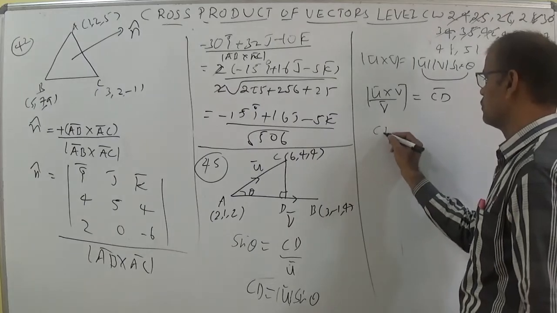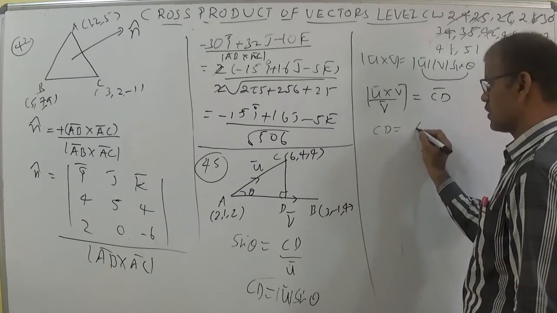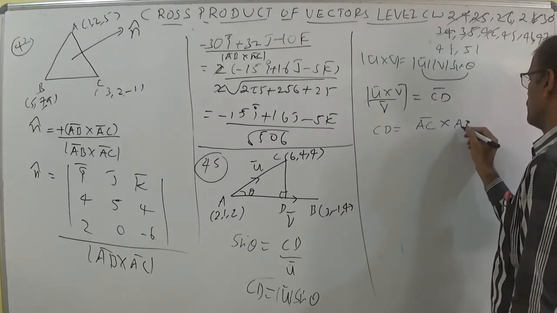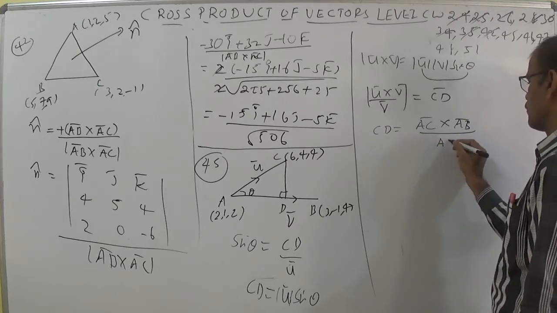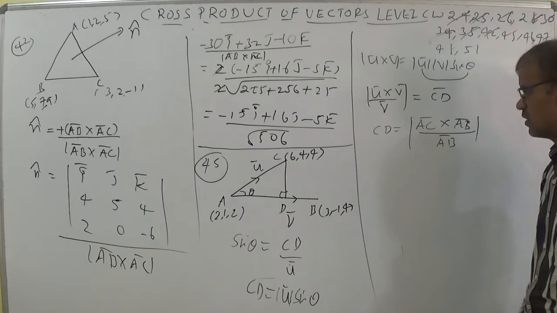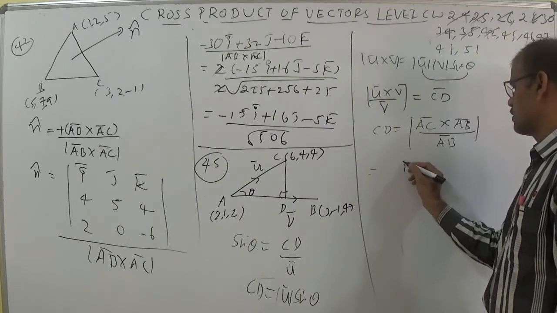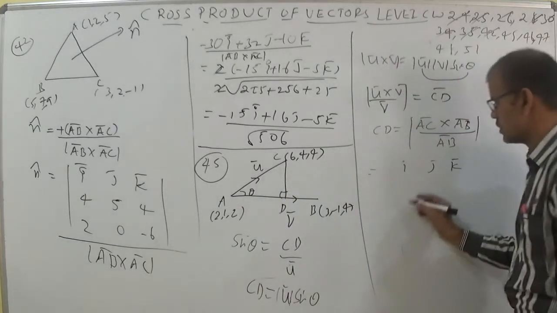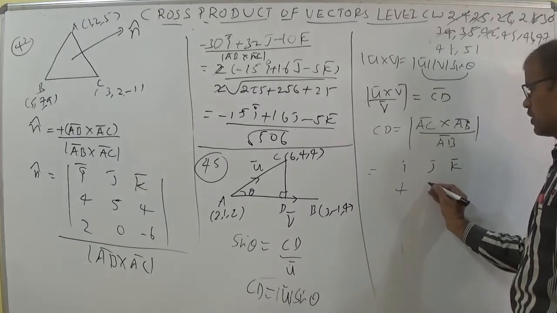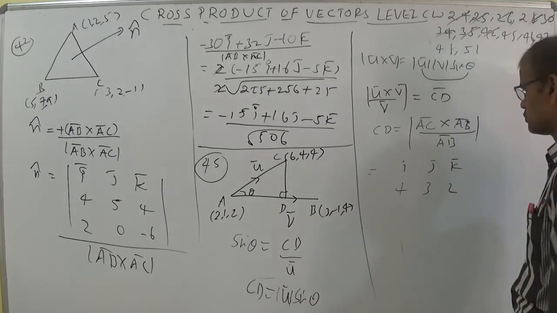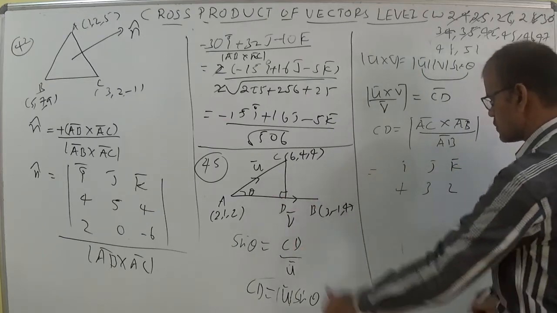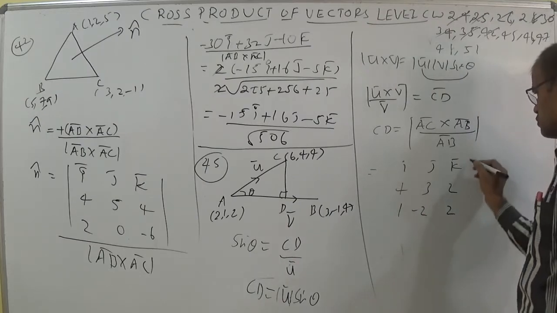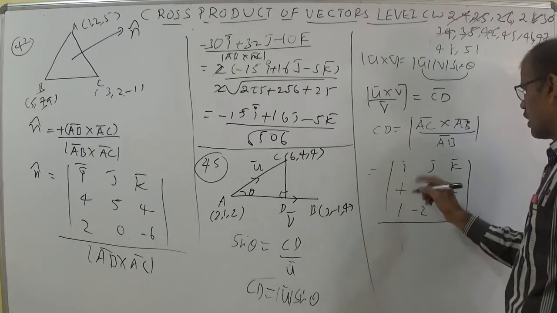So what is the value of U? CD is equal to AC cross AB by the modulus of AB. Directly also you can write this if you know the formula. So you can write the determinant with i, j, k. What is the value of AC? Using the position vector concept, OC minus OA: 6 minus 2 is 4, 4 minus 1 is 3, and 4 minus 2 is 2. This is AC. And AB by the position vector concept: 3 minus 2 is 1, minus 1 minus 1 is minus 2, and 4 minus 2 is 2, whole by the magnitude of AB.